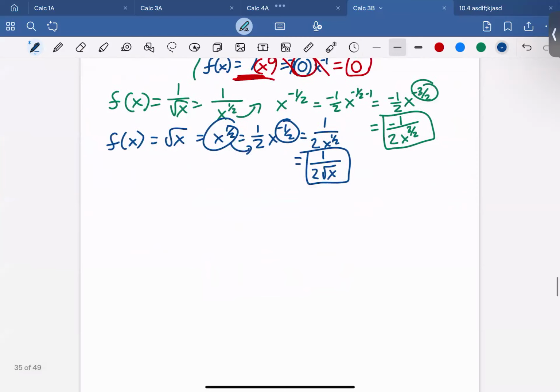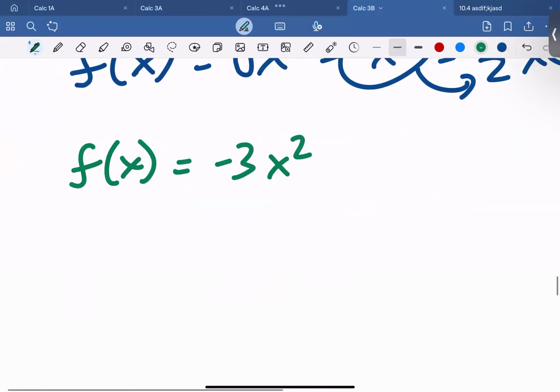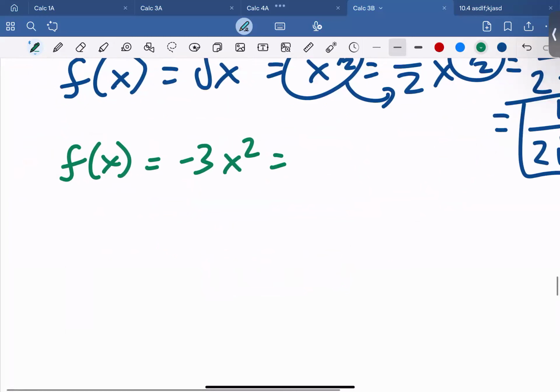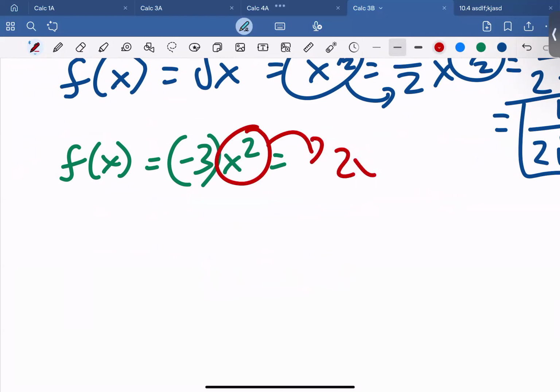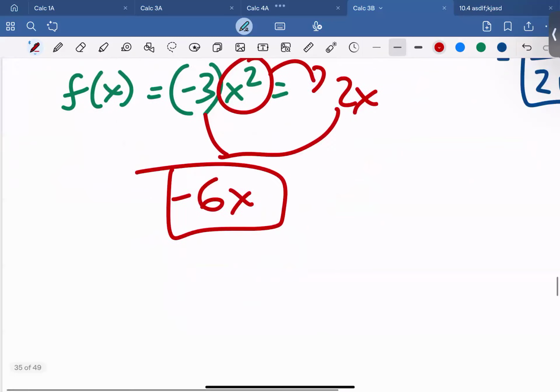Okay. We can do one last one. Let's say I had a constant in front. How do I do the power rule? You just attach it to the constant. You could ignore this negative 3 first, if that makes life easier. Do the derivative of this, which is 2x, and then reattach it like this. Cool. Okay.